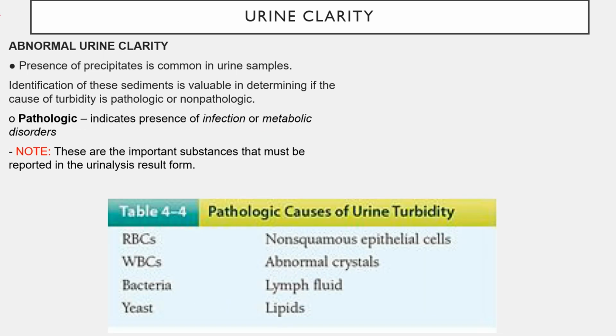Now, let's talk about the pathological ones. The pathological causes of urine turbidity, class, would indicate the presence of infection or metabolic disorder. Now, these are important substances that must be reported in the urinalysis result form. So these are the following pathologic causes: RBC, WBC, bacteria, yeast, non-squamous epithelial cells, abnormal crystals, lymph fluid, and the presence of lipids in the urine. So do memorize them, the non-pathologic and the pathologic causes of urine turbidity.